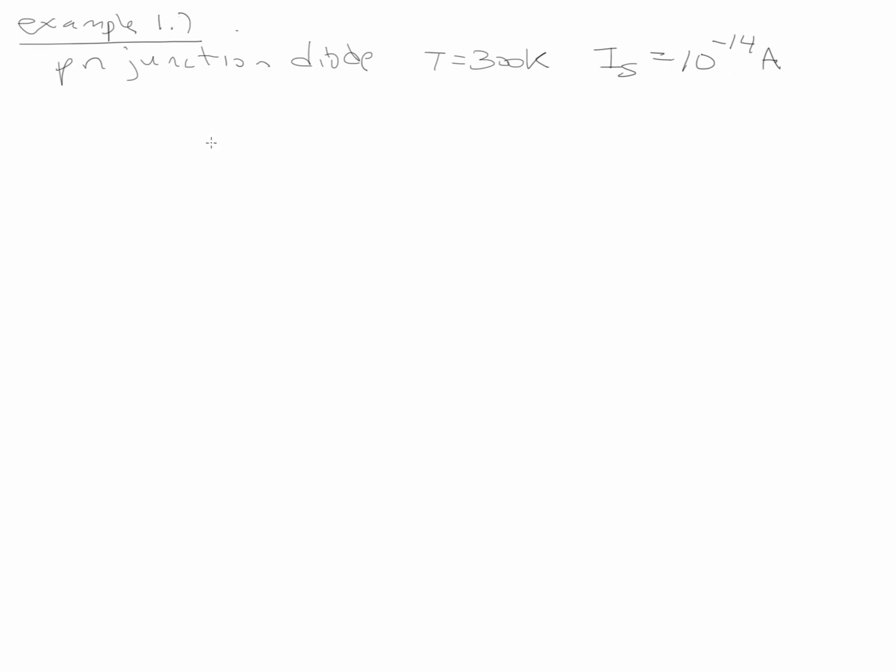And so now I'm going to work example 1.7 in the text, where they have a p-n junction diode, and they tell you that the temperature is equal to 300 Kelvin, and the reverse saturation current is equal to 10 to the minus 14 amps. And what they want you to do is find your diode current for an applied voltage of VD equals plus 0.7 volts and for VD equal to minus 0.7 volts.